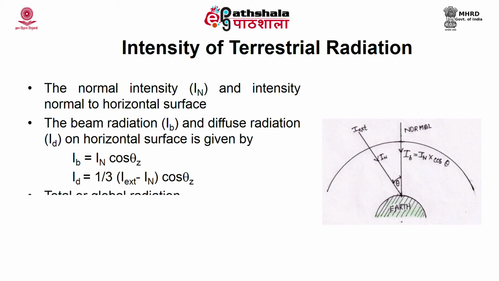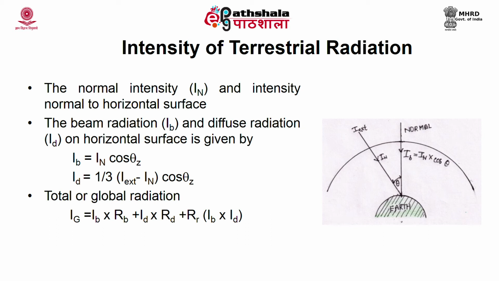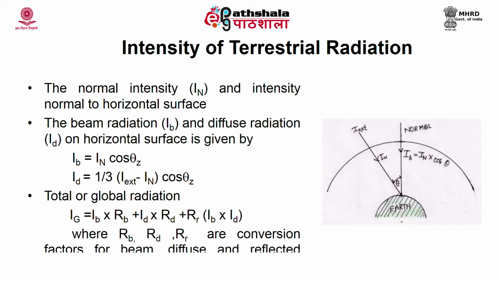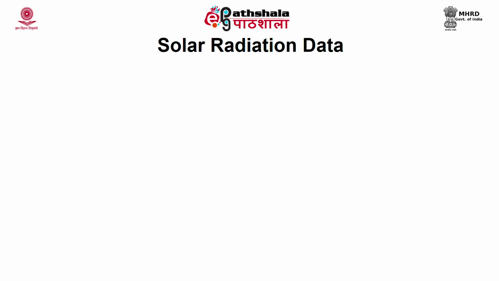So, it is given as Ig, the intensity of global radiation, equal to Ib into Rb plus Id into Rd plus Rr multiplied by Ib plus Id, where Rb, Rd, Rr are the conversion factors for beam radiation, diffuse radiation and reflected radiation. Solar radiation data.